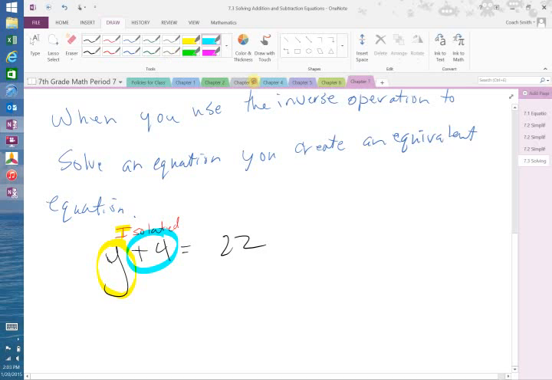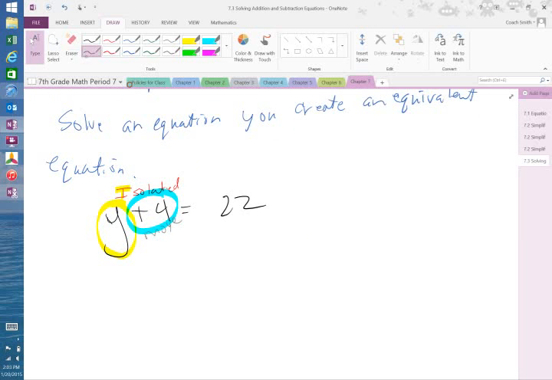To do that, I must move the plus 4 off the equation. Okay, I must move that. To move it mathematically, we have to do the inverse operation. So here's what it's going to look like. You're going to have y plus 4, and then I'm going to subtract 4 because that's the inverse of adding 4, equals 22, and I do the same thing to the other side to create an equivalent equation.